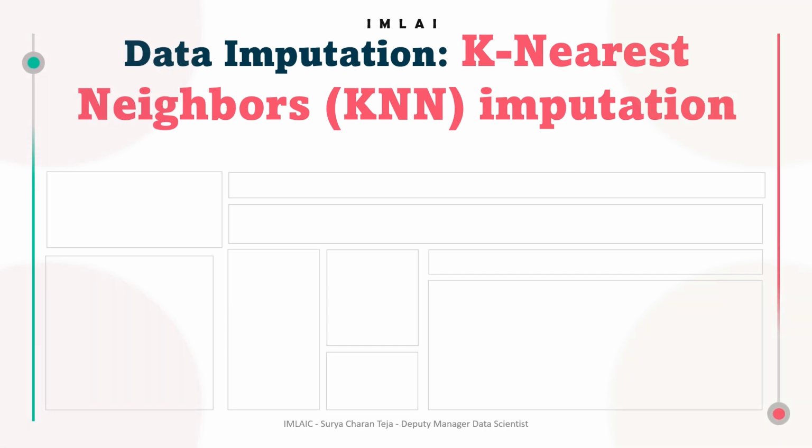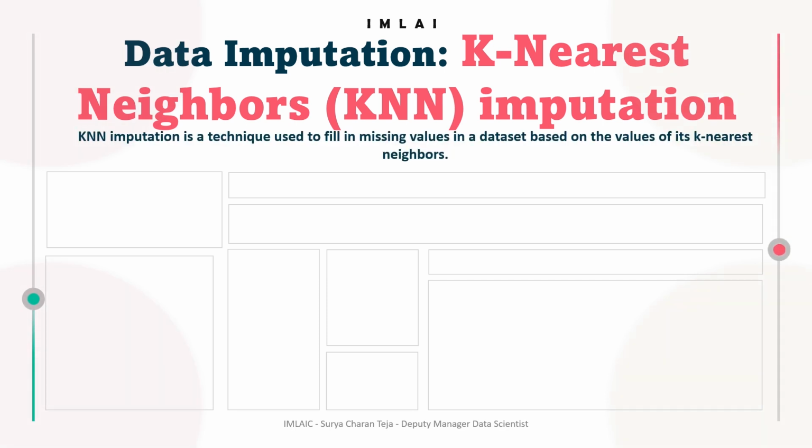The basic idea is to identify the K most similar observations to the one with missing values, and then use the values of the nearest neighbors to estimate the missing values. So the main principle of K nearest neighbors imputation is to identify K most similar observations to the one with missing values, and then use values of these nearest neighbors to estimate the missing values. That's it. So now let's have a step-by-step overview of the KNN imputation process.